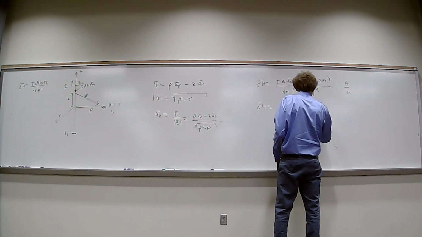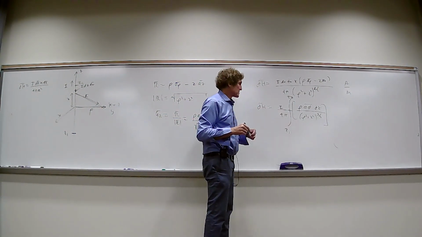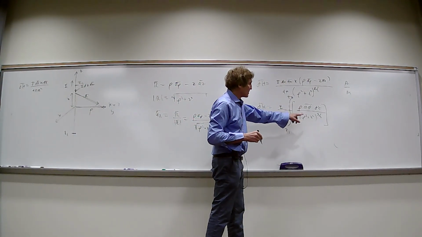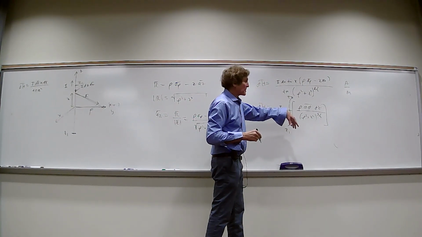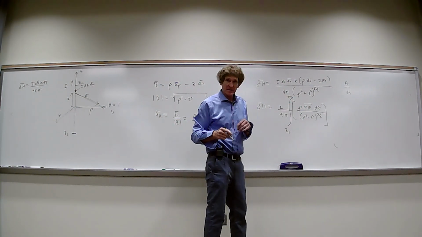I need to put the dz here. I forgot that. There's a dz here. It's a differential in terms of z. This would be of the form of dx over a squared plus x squared to the 3/2 power. It's going to render something where you're going to get a 1 over rho squared plus z squared to the 1/2 power as a result of integration.